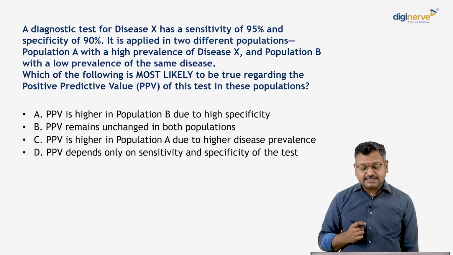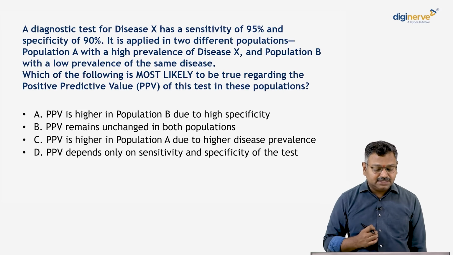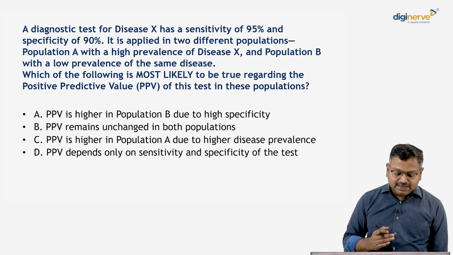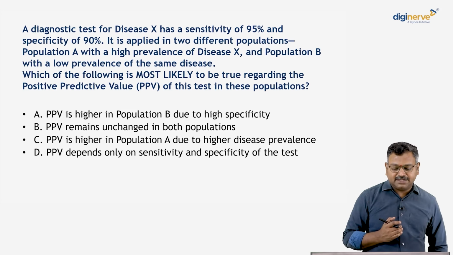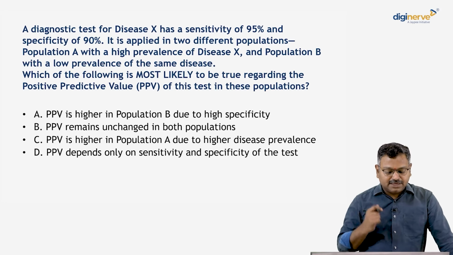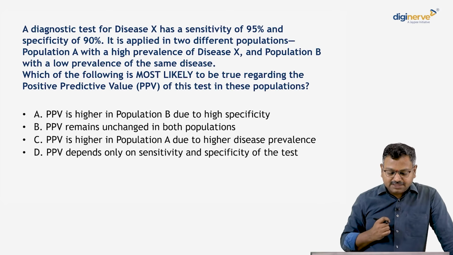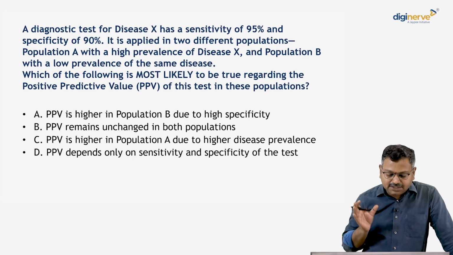A diagnostic test X has a sensitivity of 95%, specificity of 90%. It is applied to two different populations. Population A has a high prevalence of the disease, population B has a low prevalence of the disease. Now which of the following is the most likely value for a positive predictive value?